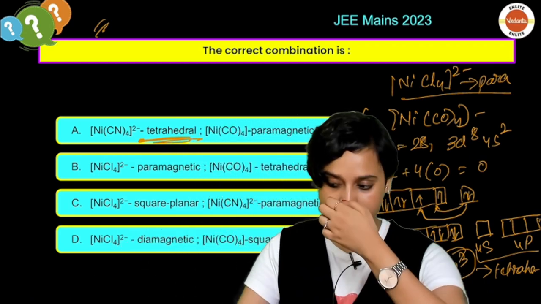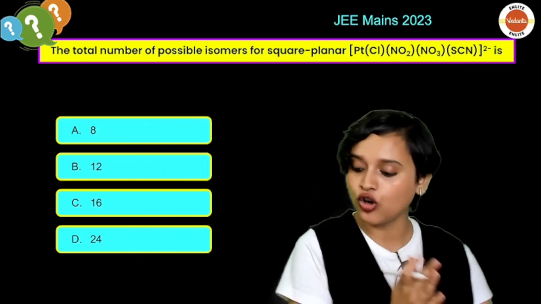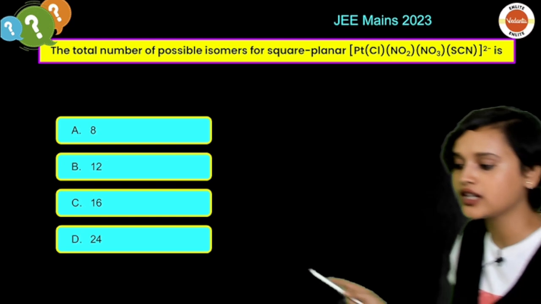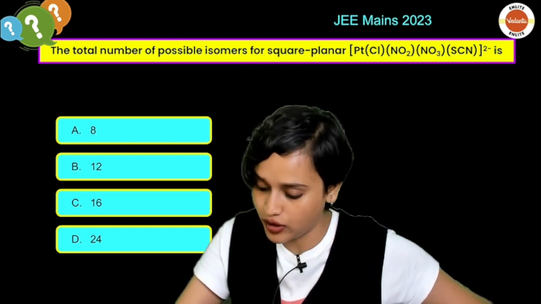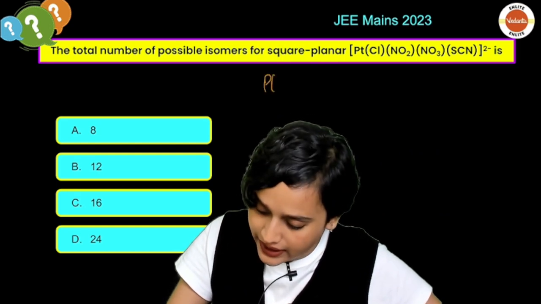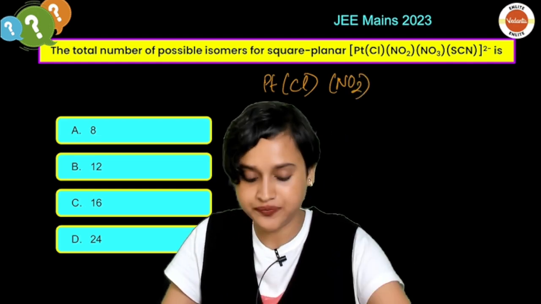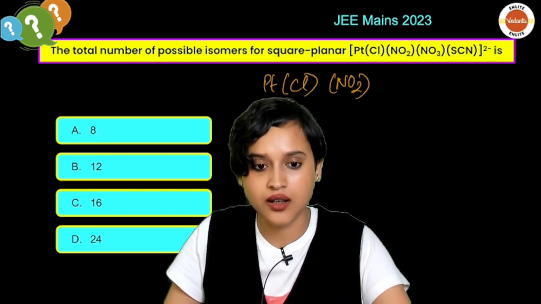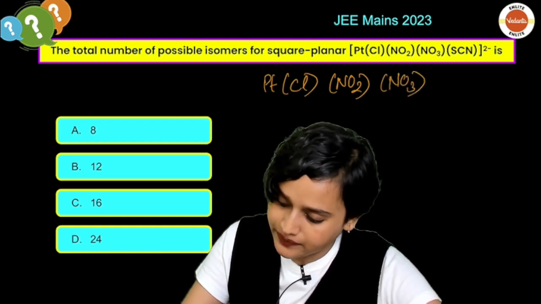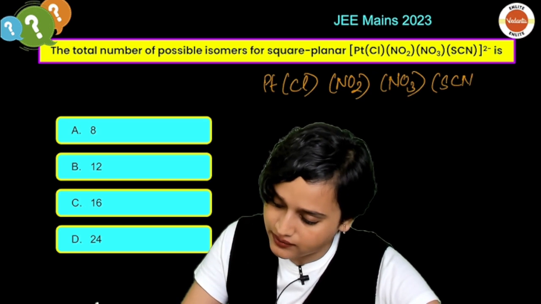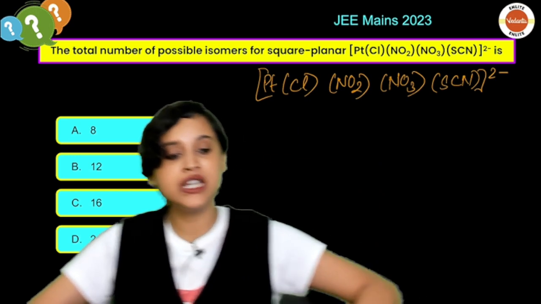Let's try to solve the next question then. The next question is: the total number of possible isomers for square planar [Pt(Cl)(NO2)(NO3)(SCN)] 2 minus. Let's just write it down here: Pt Cl NO2 NO3 SCN, 2 minus.